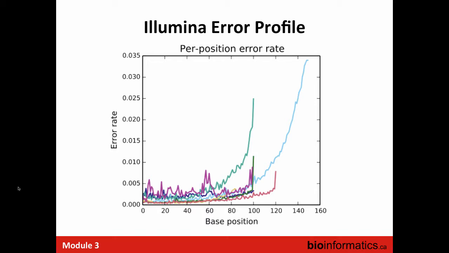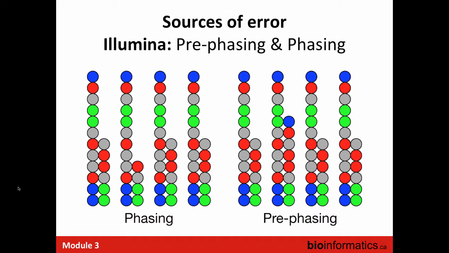Why does this happen, that the error rate goes up? So you have this cluster of 10,000 molecules. They're all in lockstep, incorporating the same base, and as that reaction progresses and you're getting towards the end of the reads, more of them have gotten out of phase. So the signal purity, they call it, is lower at the end of the read.